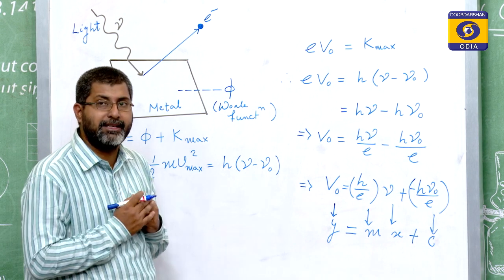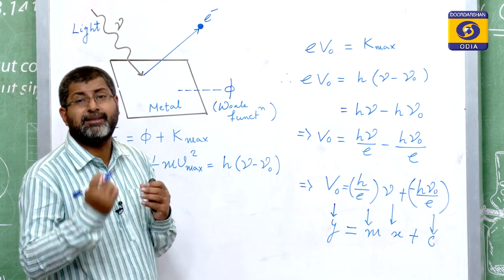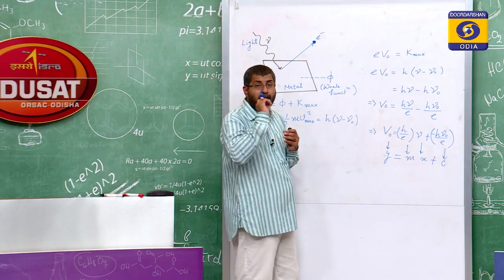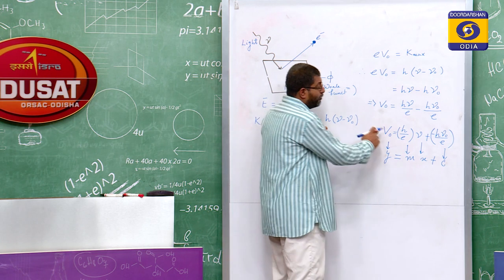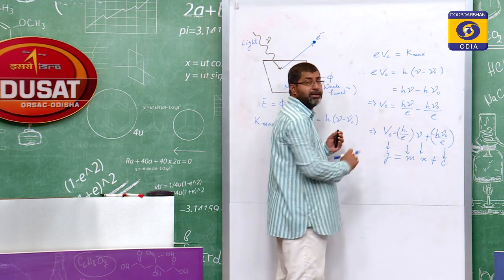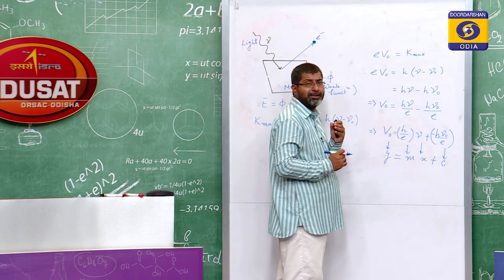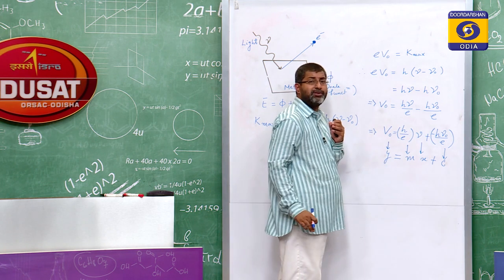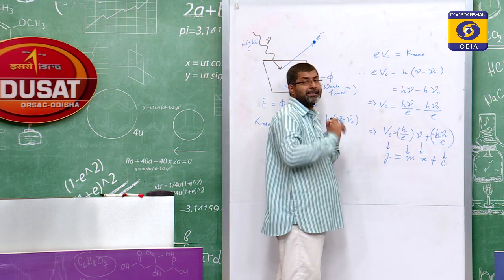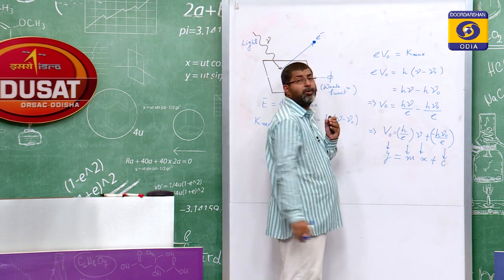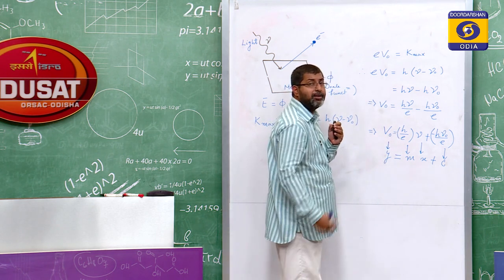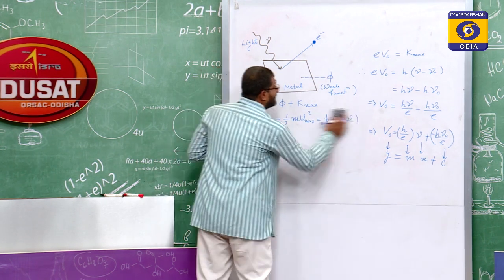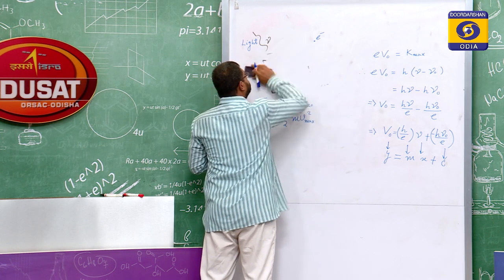And what does this equation represent? This equation represents the equation of a straight line. So, if we plot a graph between V0 and nu, the nature of the graph is a straight line passing through the point minus h nu 0 by E on the y axis and having a slope h by E. Now, let us plot the graph and see what the nature is.